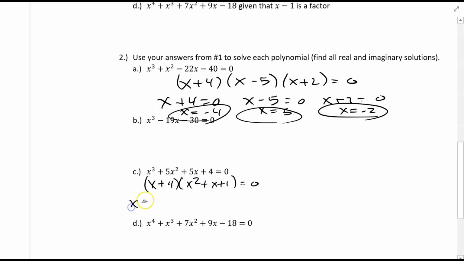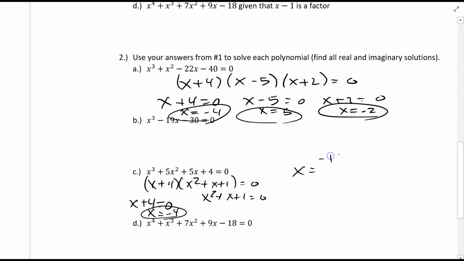To solve this, I'm just going to set each of these factors equal to 0. That gives me -4 for one answer. And if I wanted to solve x squared plus x plus 1 equal to 0, what would I have to use to do that? That quadratic's not factorable. We just tried to factor it a second ago, so I can't use factoring to solve it. What would I have to use instead then? The quadratic formula.